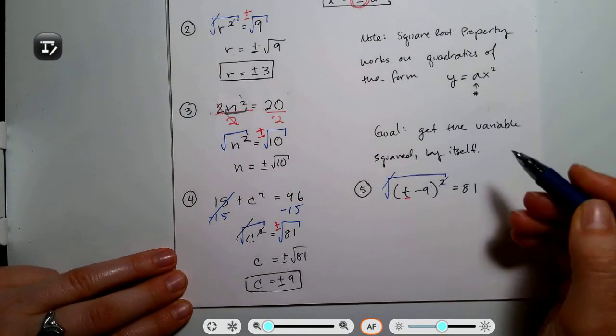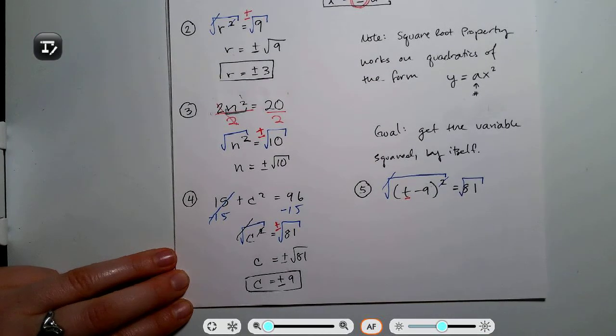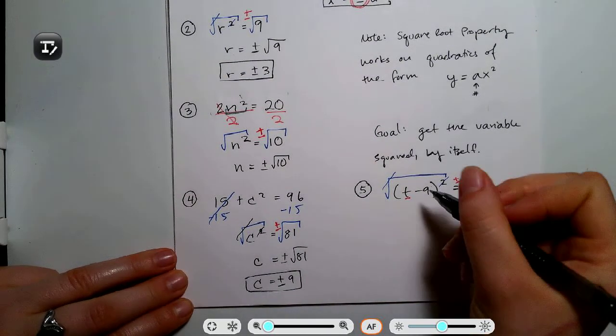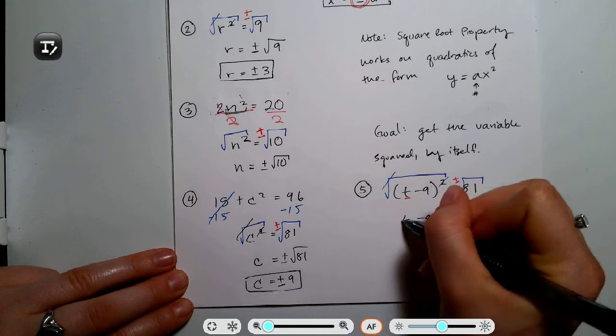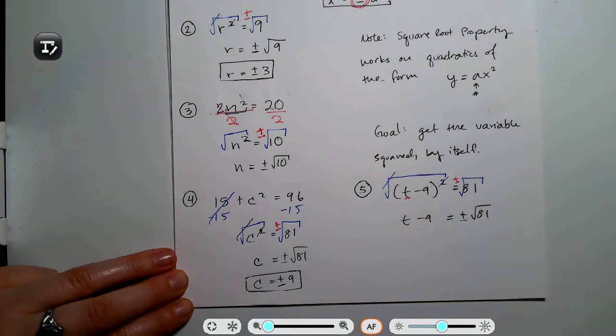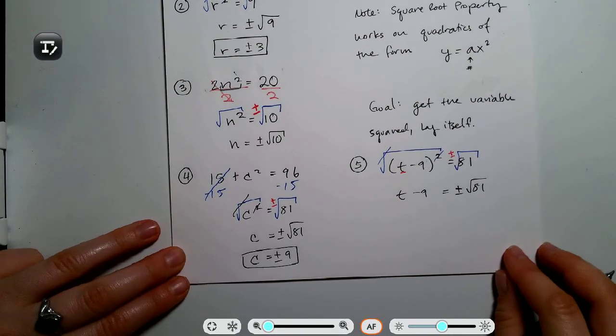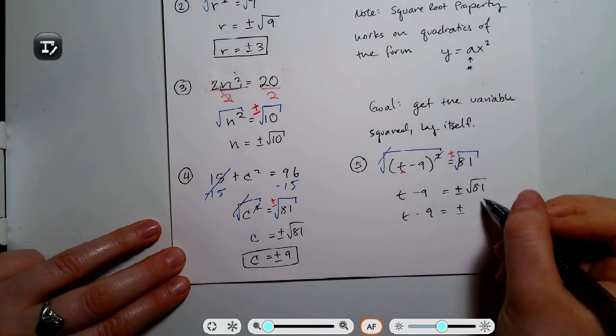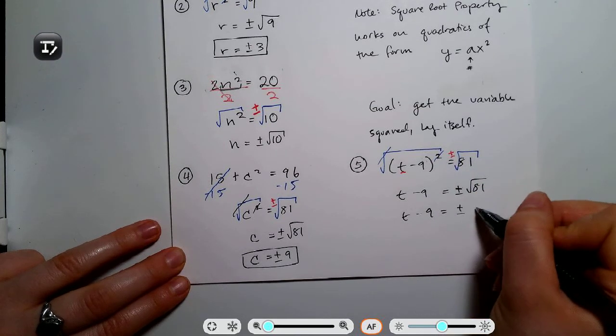Okay? And then square root this side, and what do I need to put? The plus or minus. Yes, very good. That cancels, and I have t minus 9 is left, equals plus or minus the square root of 81. Let's see, can I simplify this? Yeah, so t minus 9 equals plus or minus the square root of 81, which is 9.